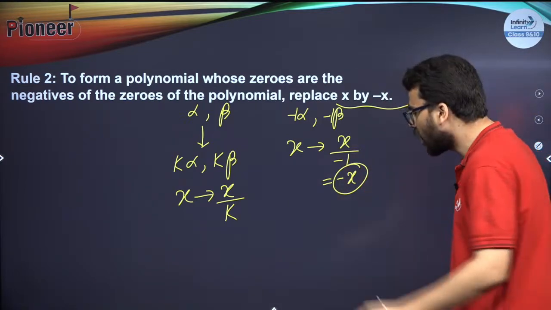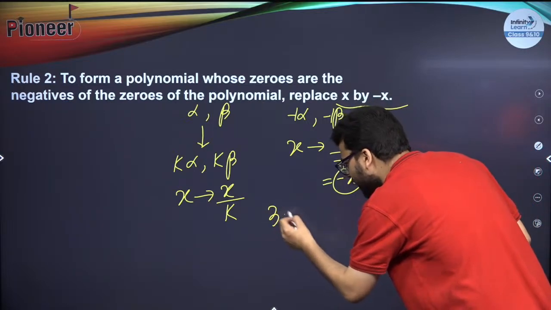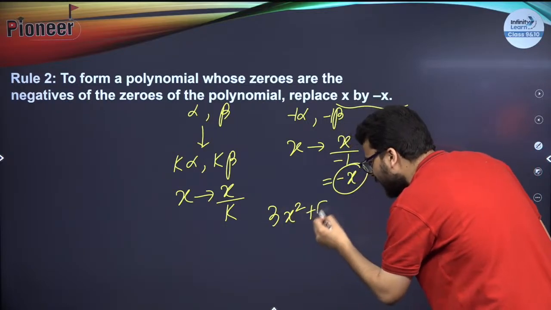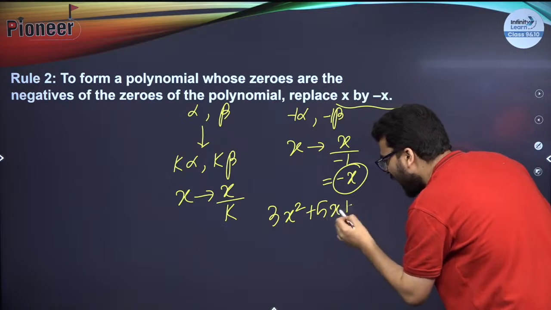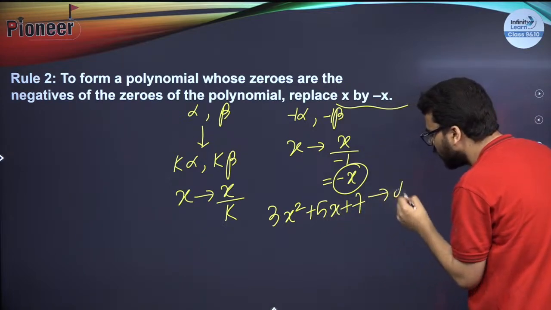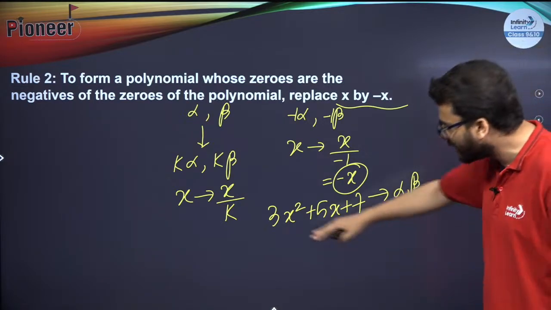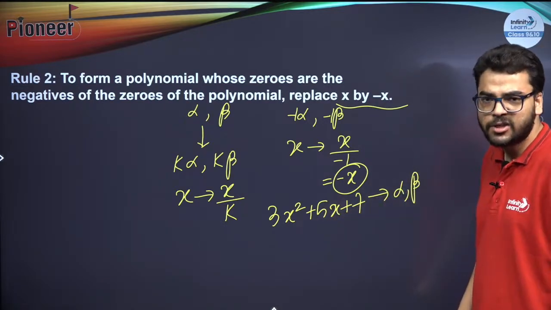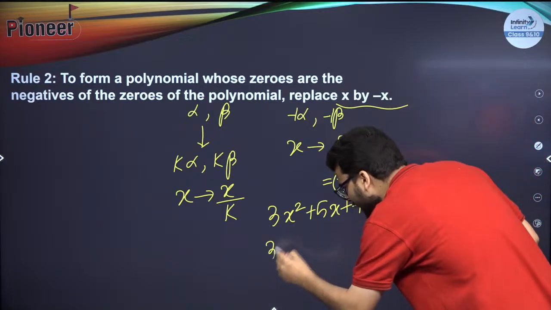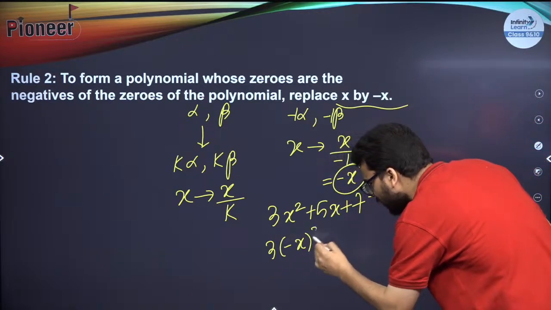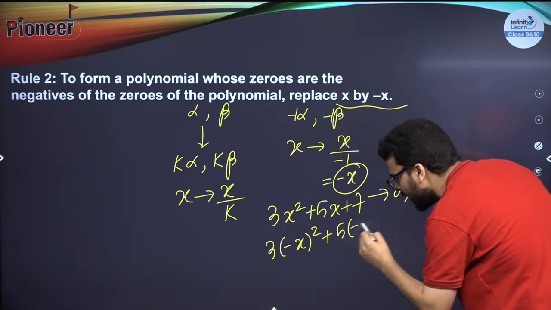So it means if I've got a polynomial, any simple polynomial I'm taking, x square plus 5x plus 7, and suppose the zeros of this polynomial are alpha and beta. Now I want a polynomial whose zeros are negative of the zeros of this polynomial. So what will I do? I'll put x is equal to minus x in this polynomial. Got that logic or not? X is equal to minus x I'll do.